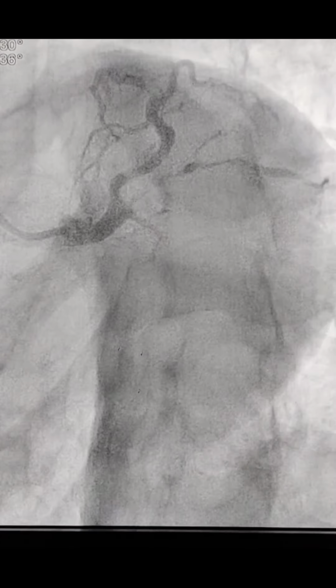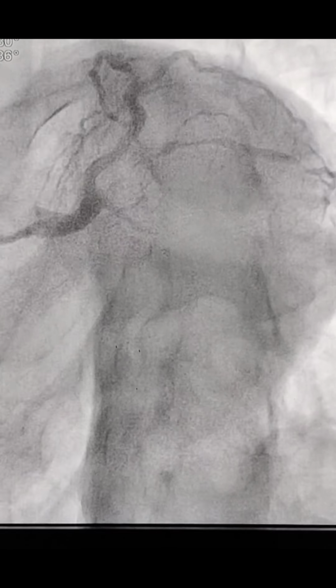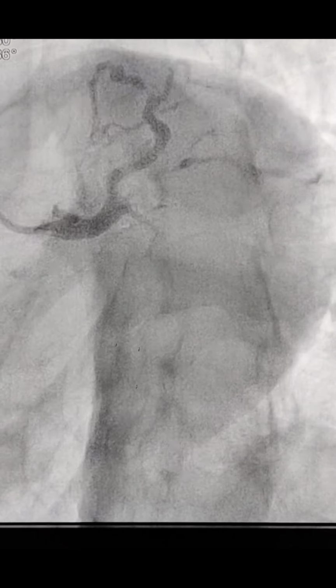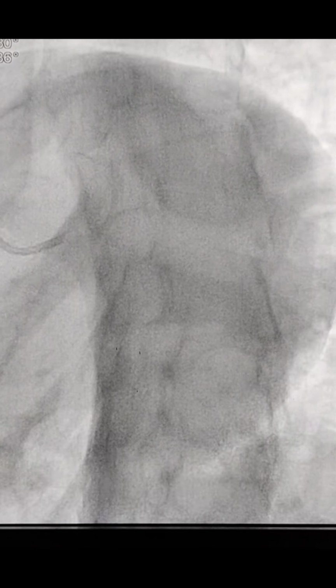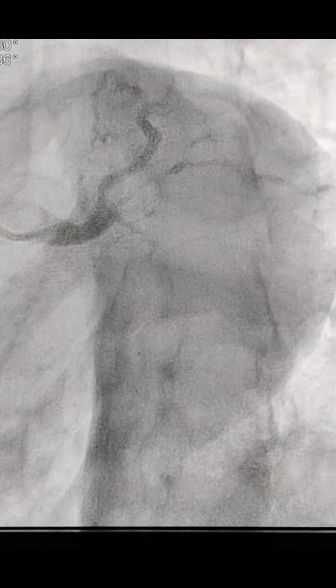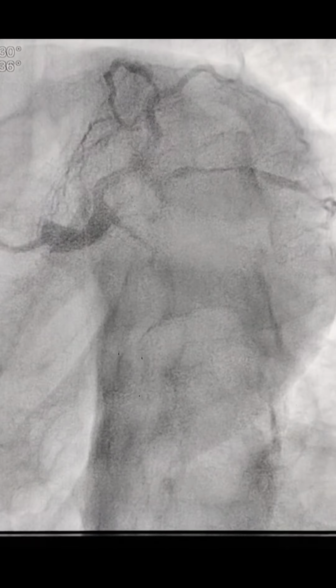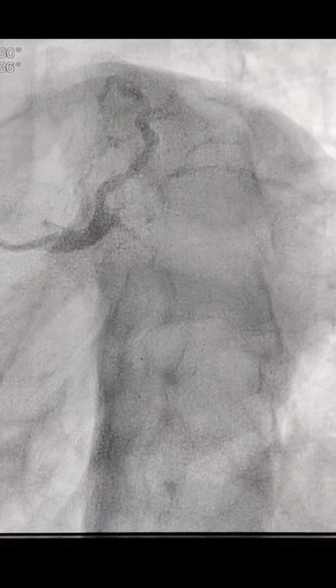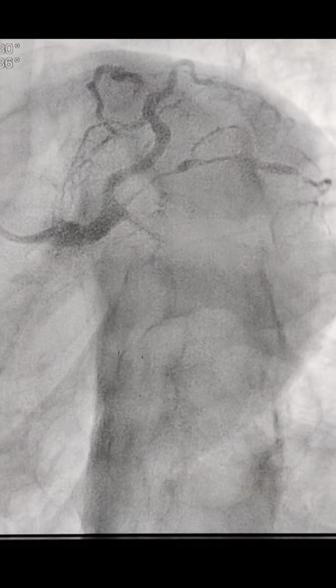So this is a 37-year-old male who is not a known case of any risk factor: no hypertension, no diabetes, nothing, no smoker, no tobacco chewing, and no history of any heart disease or any history of CAD in the family members, in parents or brother or sister. And he presented 3 days back.